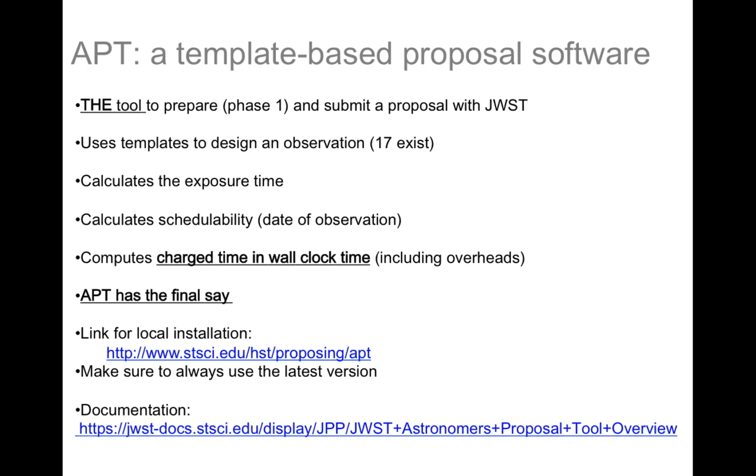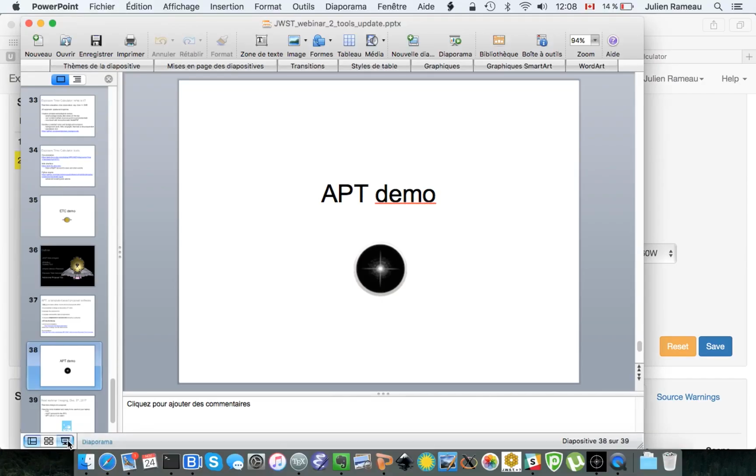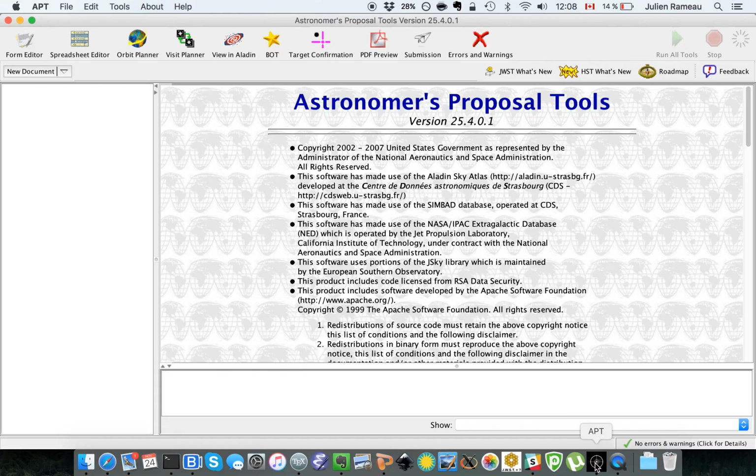All right, so I'll give you a quick demo of how this APT tool works. I'll first go and launch the tool. That's what it looks like. It was designed for the Hubble Space Telescope proposal, so they simply ported it to James Webb. So I'll create a new James Webb proposal.